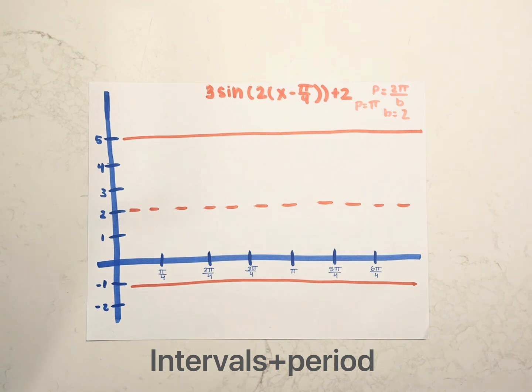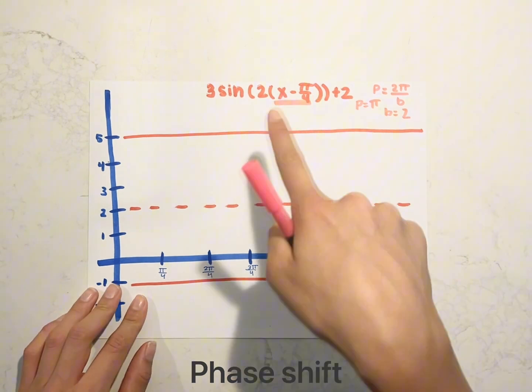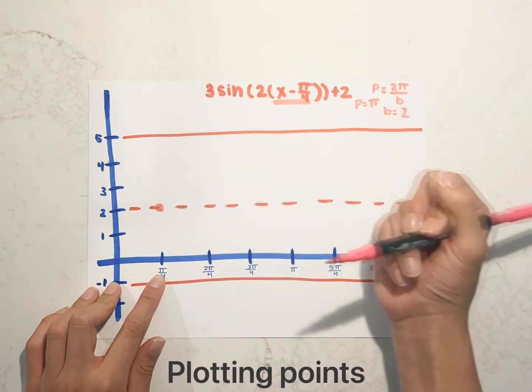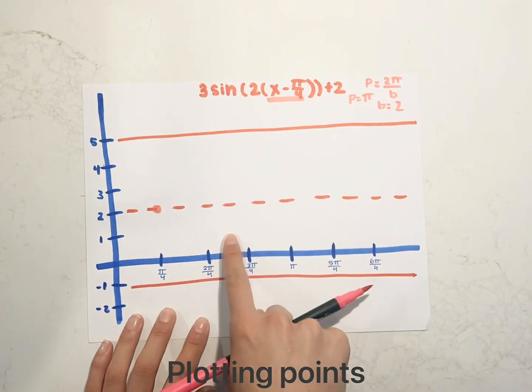Now, from there, we are going to look at our phase shift. Because there is a subtraction symbol, that means we're going to the right pi over 4. And because it's a sine equation, we start from the midline.